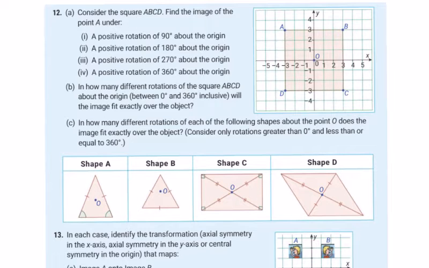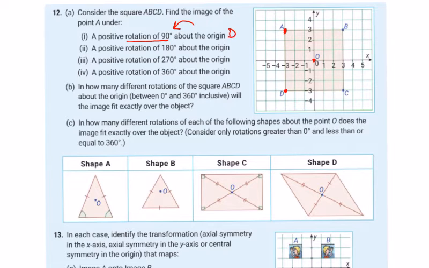Question 12, consider the square ABCD, you can see here in the diagram, and find the image of the point A under a positive rotation of 90 anti-clockwise. It's always about the origin in these questions. So it's going down this way, so A would have to end up at D.